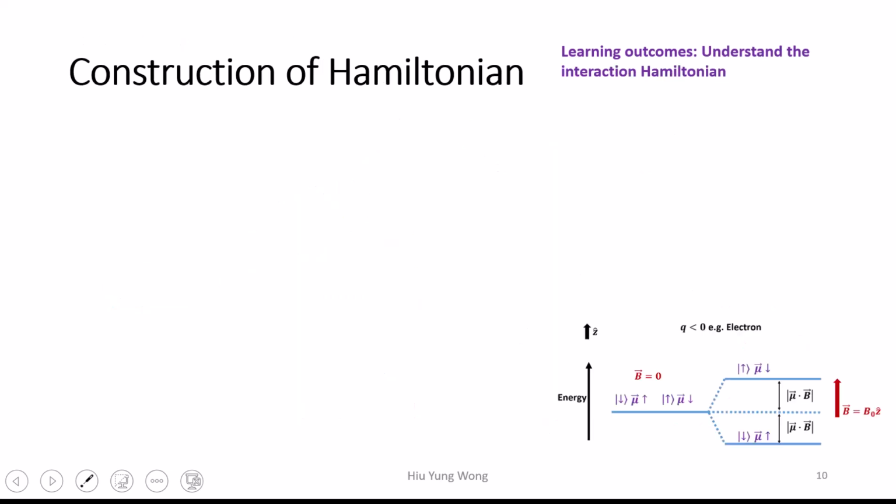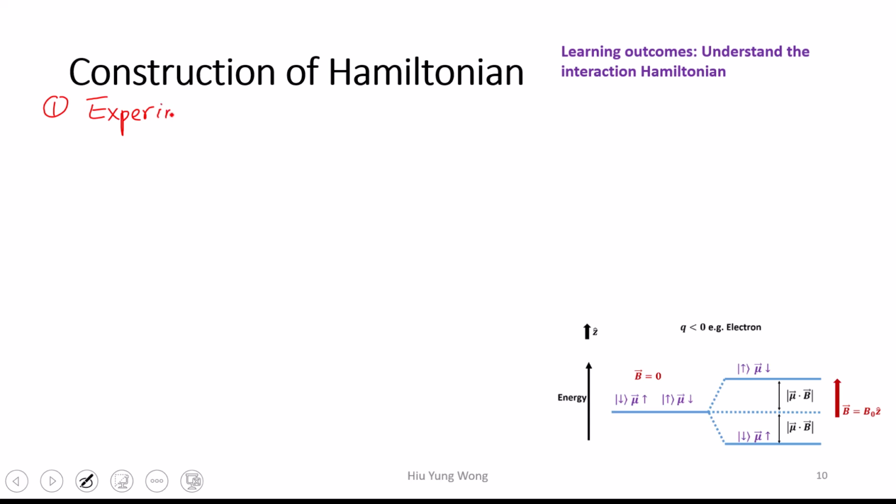Okay. So with this, let's start constructing the Hamiltonian. Because if I can construct the Hamiltonian for this spin system, or the electron spin in an external magnetic field, I will be able to solve the Schrödinger equation. If I can solve the Schrödinger equation, then I know how the qubit state evolves. Okay, so the first thing is to construct the Hamiltonian.